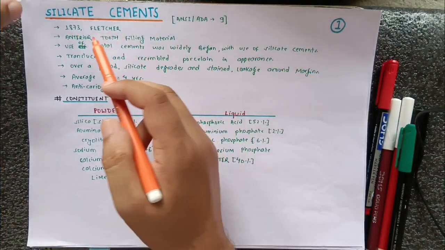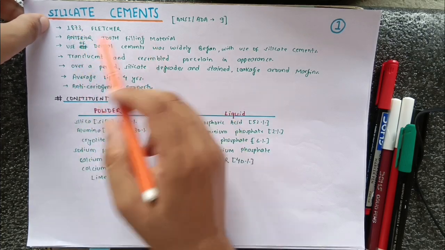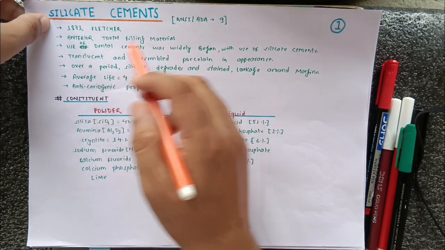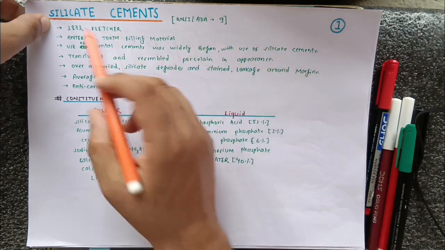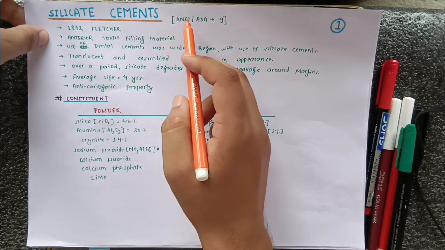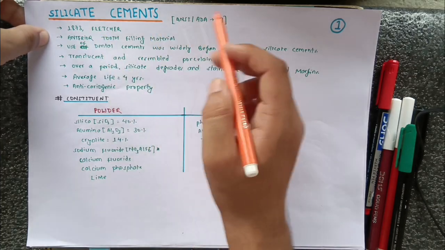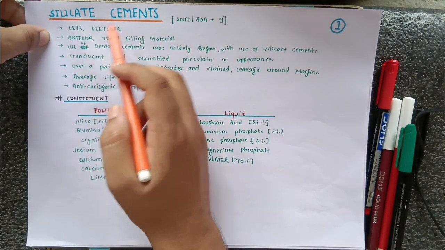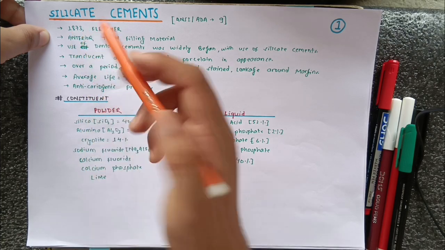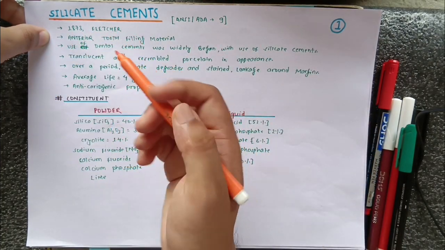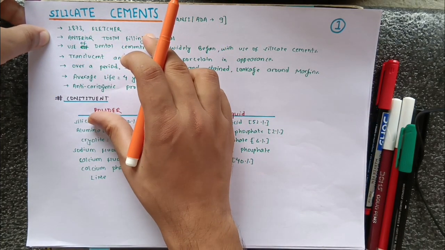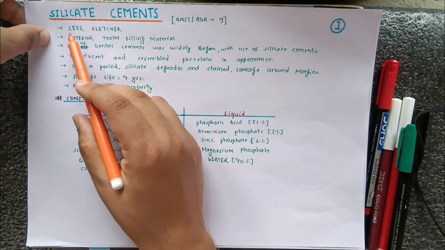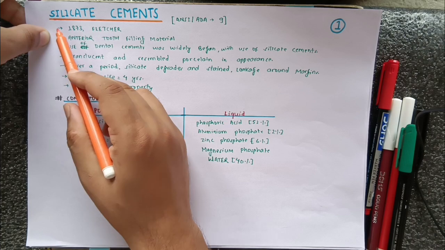At first I have given a little introduction about silicate cement. Let's start with the ADA number. The ADA number of silicate cement is 9, and it was discovered by Fletcher in 1873. As I discussed in my previous video, there I covered all the cements with their inventions and dates. So in 1873 Fletcher discovered silicate cement.